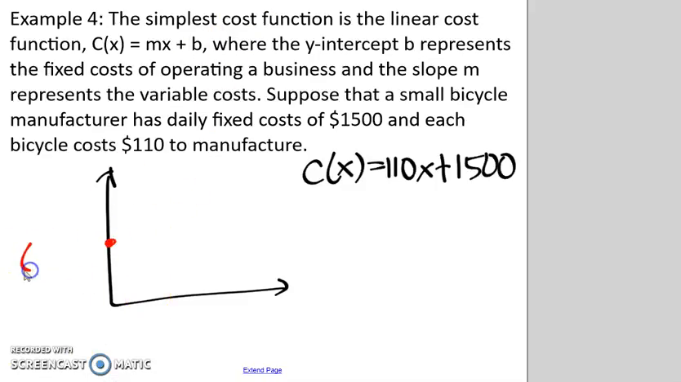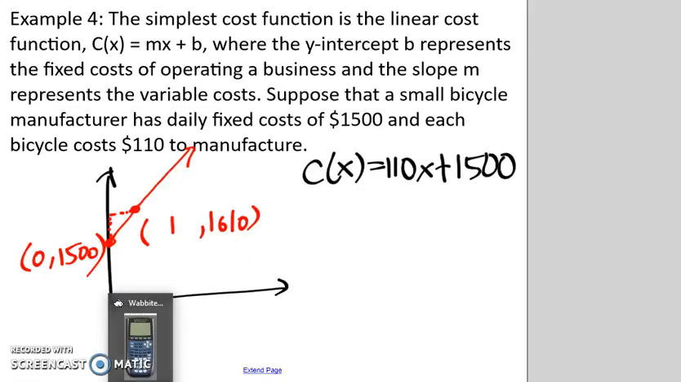I'm going to start here. This is going to be my y-intercept. If I make 0 bikes, I'm still going to spend $1,500. And then rise over run. I'm not going to be that particular about it. I'm going to rise $110 and I'm going to go over 1 bicycle. Okay, so if you rise $110, your costs are now $1,610 and you made 1 bicycle. But here's the line we've graphed.